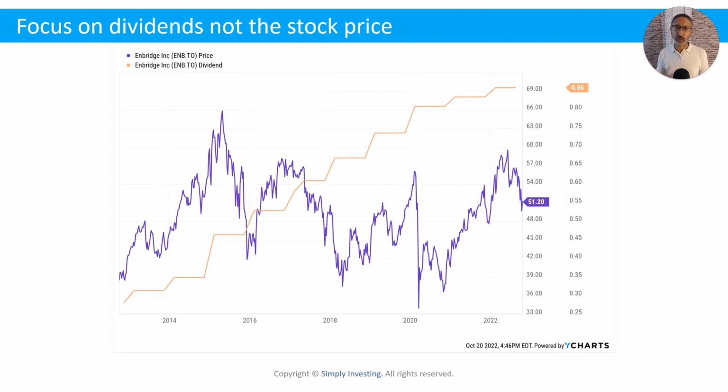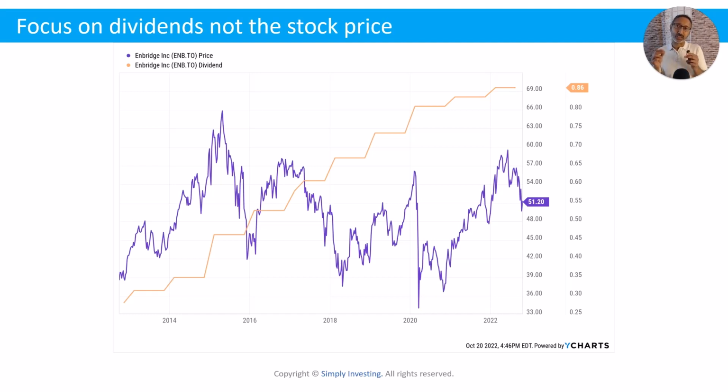You can see here we're looking at a company called Enbridge. You can see in purple the stock price goes up and down all the time. It goes up, comes down, goes up again. We see big drops, especially in 2020, when the stock price dropped a lot. However, take a look at the orange line. That line represents the dividend that the company paid out every year. And you can see that the dividend has gone up every single year, year after year after year.